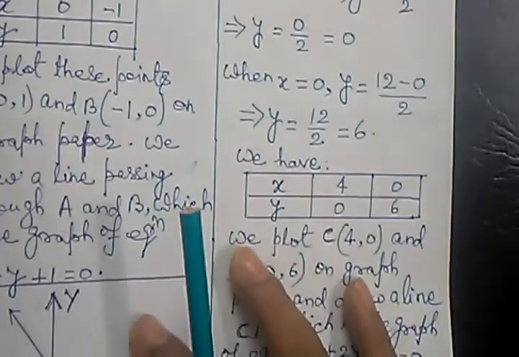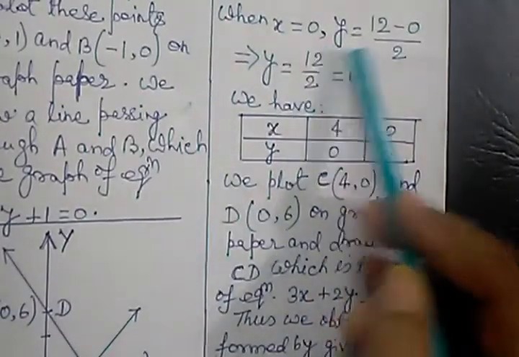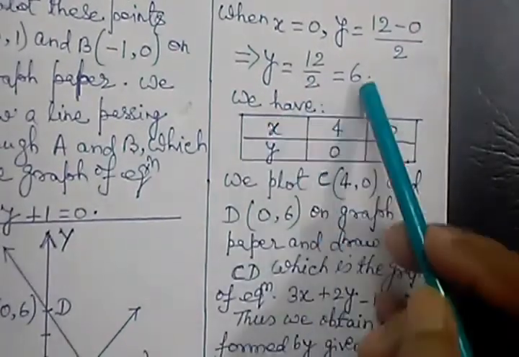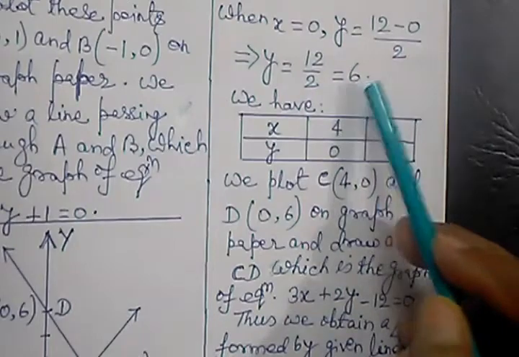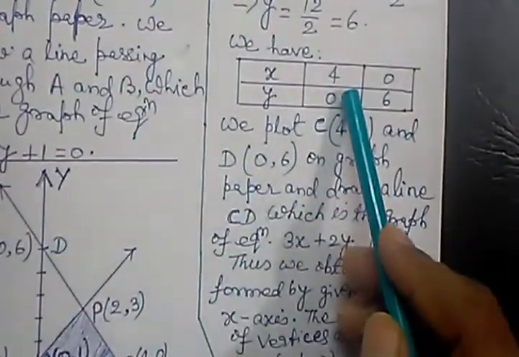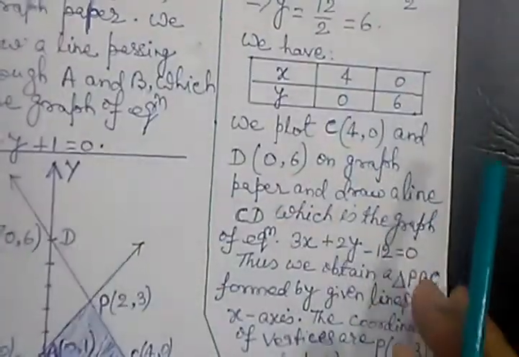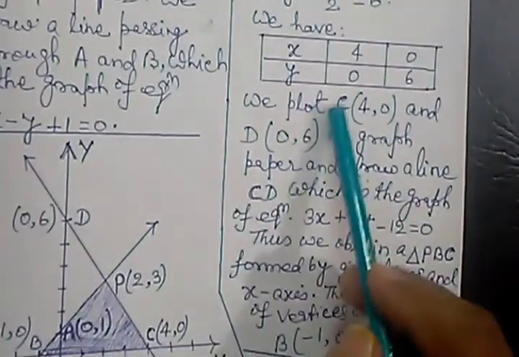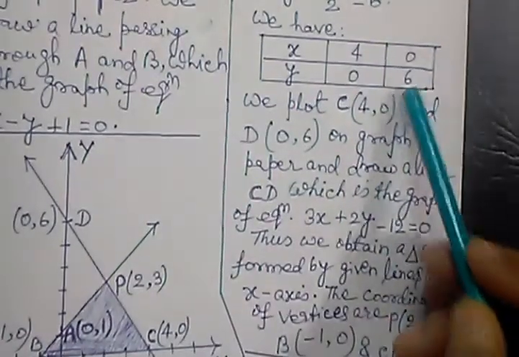So in this way, this is one point. Again, for the second point, take x equal to 0, then y will be (12 minus 0) divided by 2, so y equals 12 divided by 2, which is 6. Now again collect this data in a table. So now the points are (4, 0) and (0, 6).